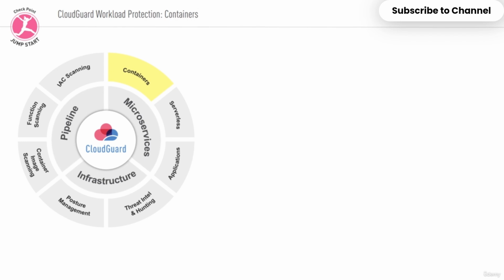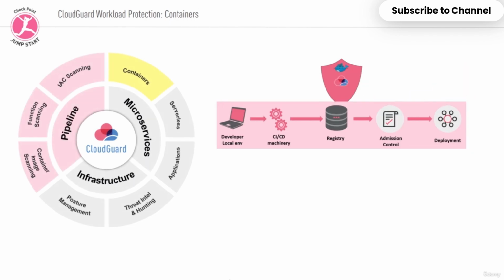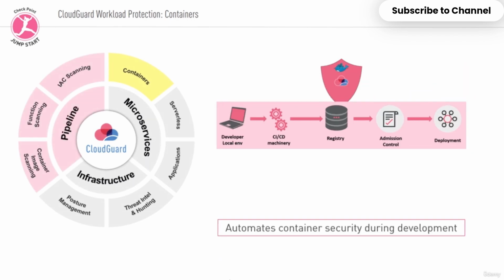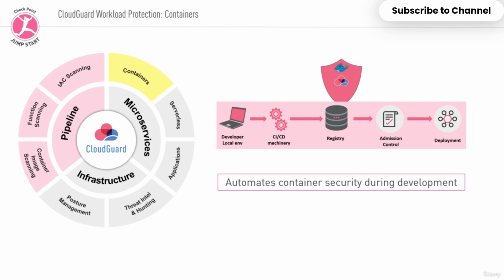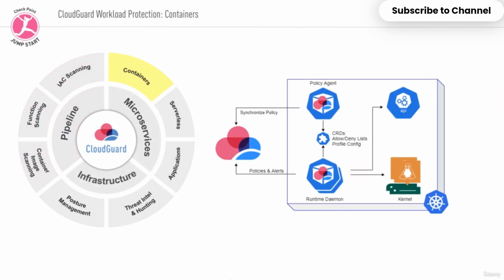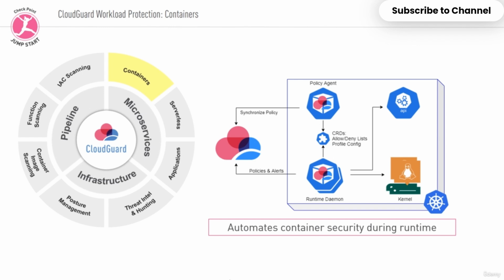In addition, security and compliance configurations can be built into CI/CD to automate container security during development. During runtime, CloudGuard protects the container assets using dynamic protection based on customized rules, behavioral analysis, as well as other threat intelligence modules, automating protection and remediation.